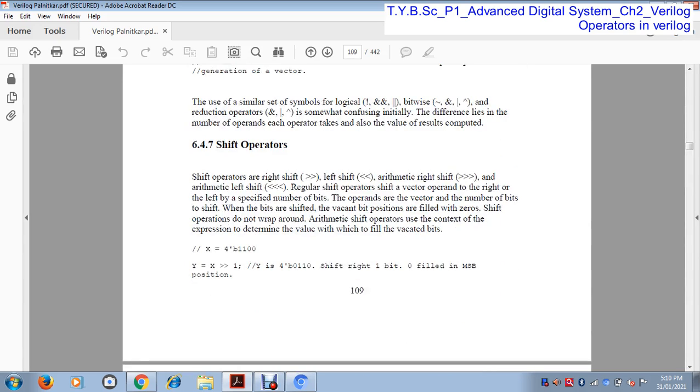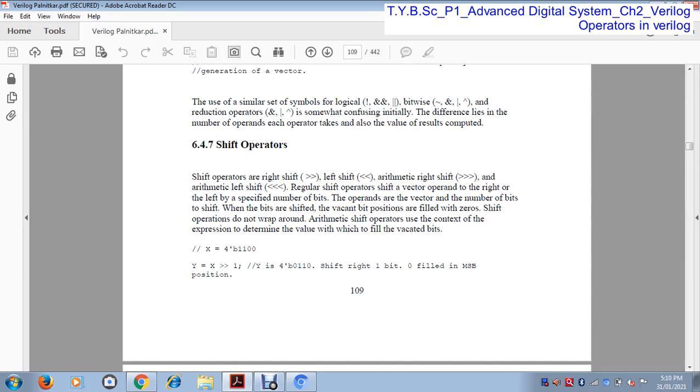Now the next is the shift operator: the right shift, left shift, arithmetic right shift, arithmetic left shift. The regular shift operator shifts the vector operand to the right or left by a specific number of bits. The operands are the vector and the number of bits to shift. When bits are shifted, the vacant bit positions are filled with 0. So shift operators do not wrap around. The arithmetic shift operator uses the context of the expression to determine the value with which to fill the vacant bits.